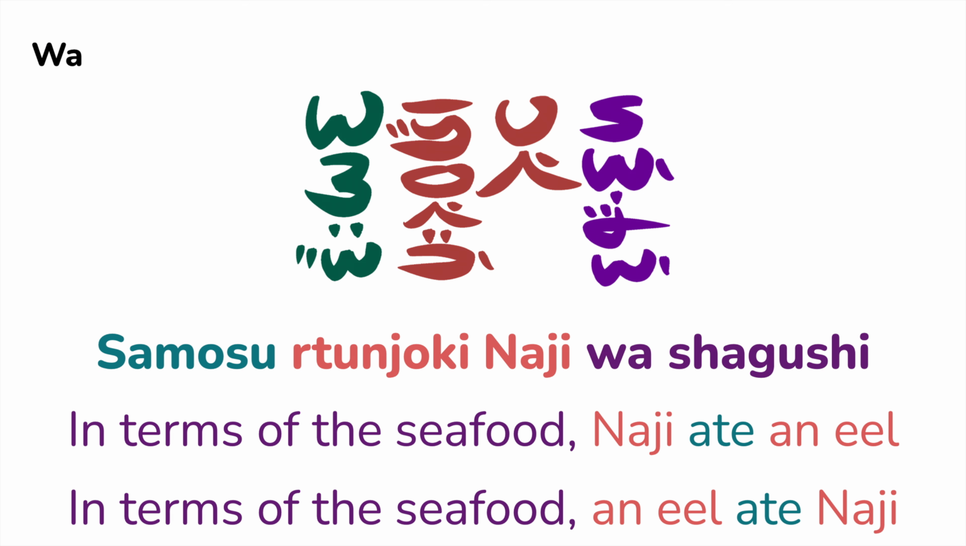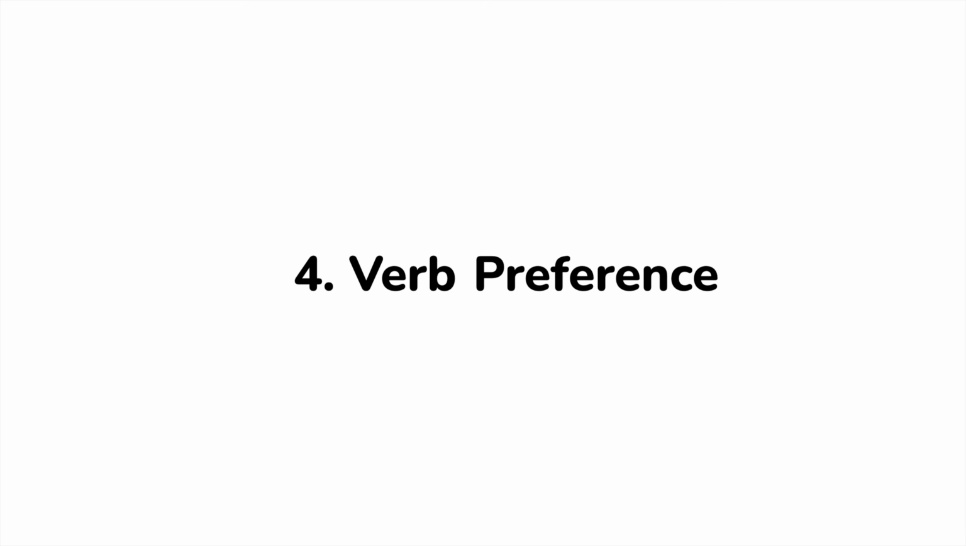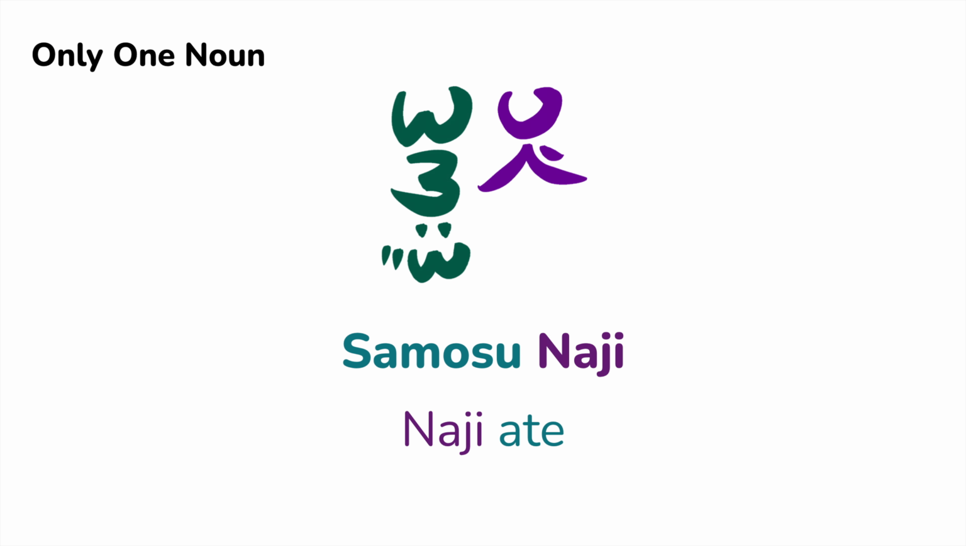Does this mean that every sentence in Dorini must have one of these topic particles? No, definitely not. There are two reasons a sentence wouldn't have a topic particle. The first reason we've already seen. The first sentence displayed, samoso naji, a topic particle is absent. So how do we know it means naji ate and not naji was eaten?